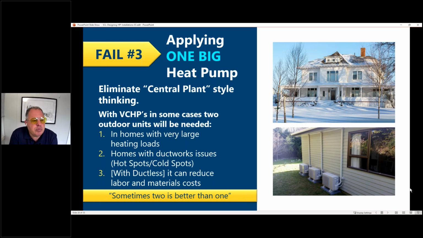Once you break yourself of central plant thinking, it becomes really easy to make simple, labor and material efficient installations that work beautifully. So I would say to any contractor, be quick to recognize when 2 or 3 is better than 1, and you'll be served well.